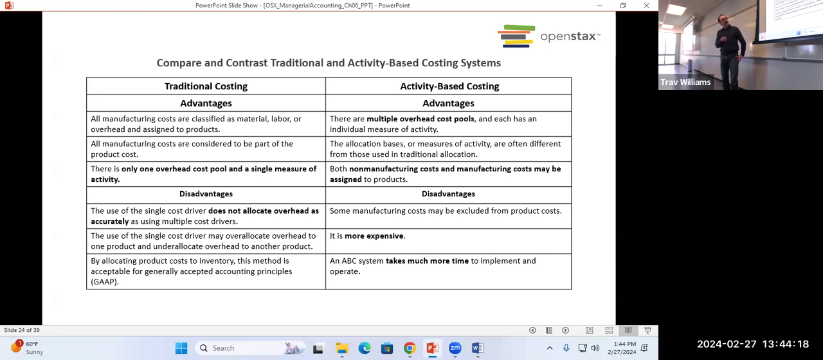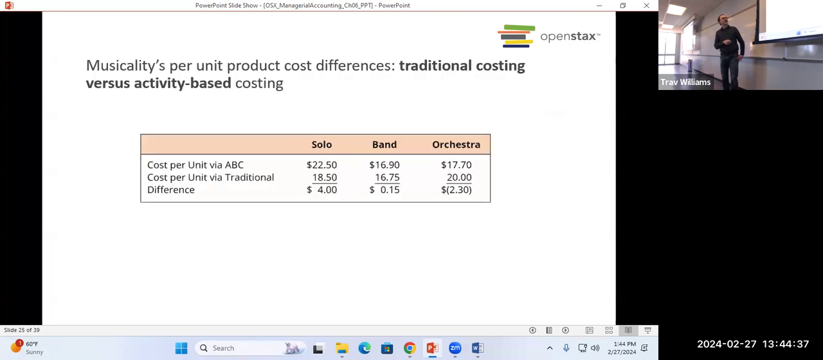And as we've learned with ABC, you can use non-manufacturing costs, which might give you a different insight into how much your product really costs. It is more time consuming to do ABC, and time is money. So that means there's going to be more cost involved in the actual calculation of your costing.